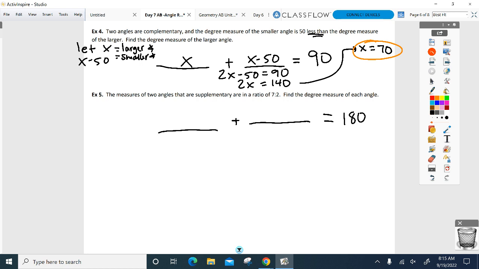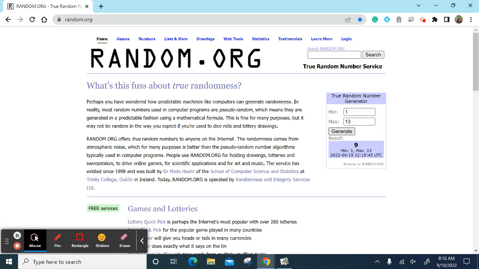This is a little bit different now. They're in a ratio of 7 to 2. Let me explain what that means first before we move on to what to write in the blanks. Here's what the ratio of 7 to 2 means. One angle could be 7 degrees. The other angle could be 2. Does that make any sense in this problem? Why doesn't 7 and 2 degrees make sense?